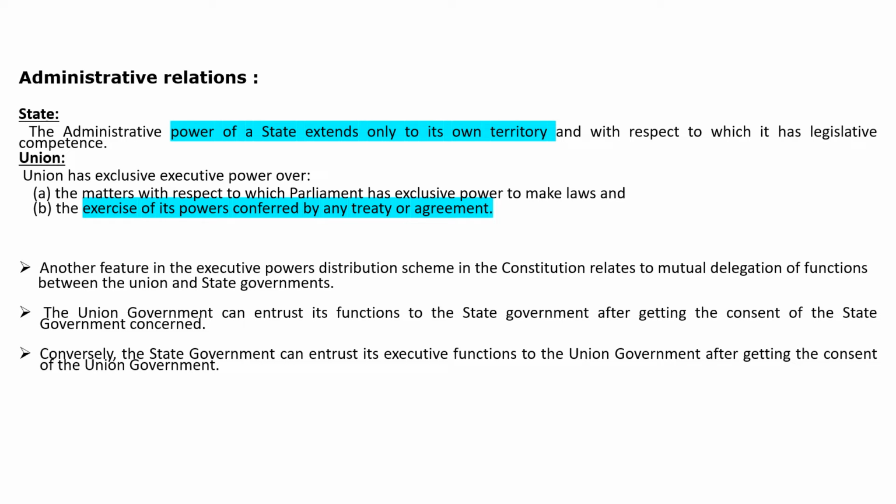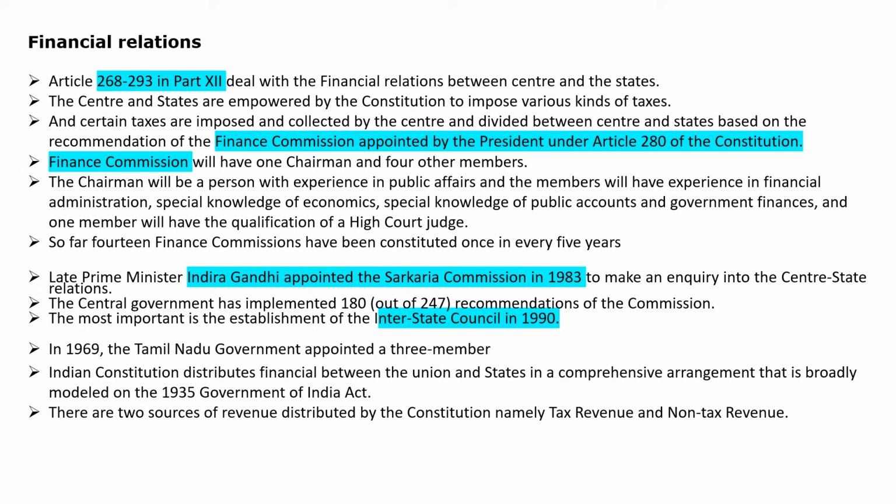Another feature in the executive powers distribution scheme in the Constitution relates to the mutual delegation of functions between union and state governments. The union government can entrust its functions to the state government after getting the consent of the state government concerned. Conversely, the state government can entrust its executive functions to the union government after getting the consent of the union government.